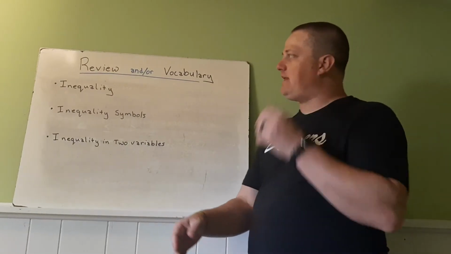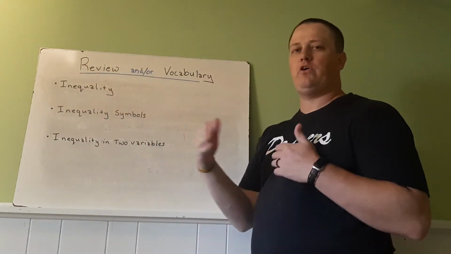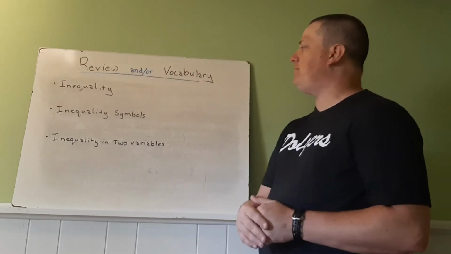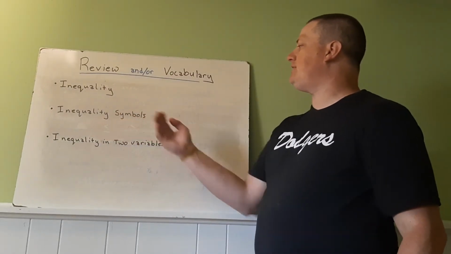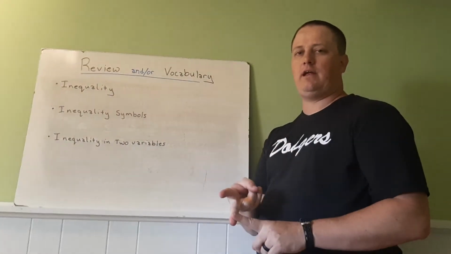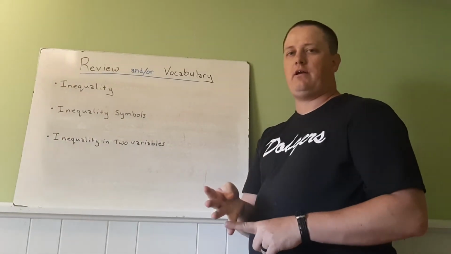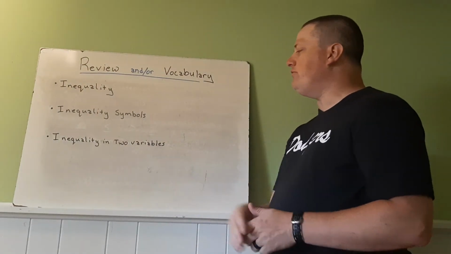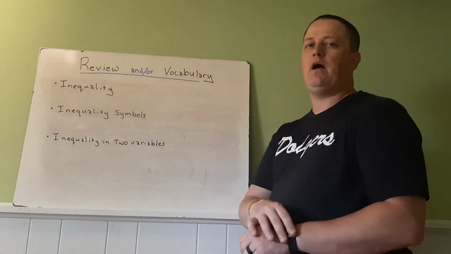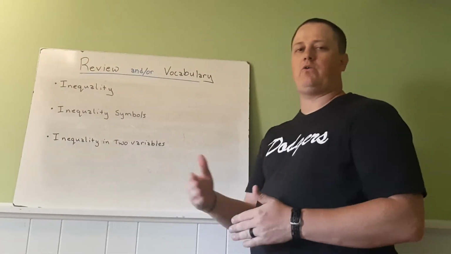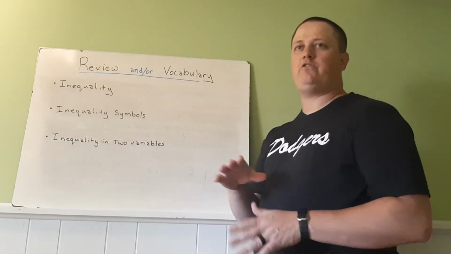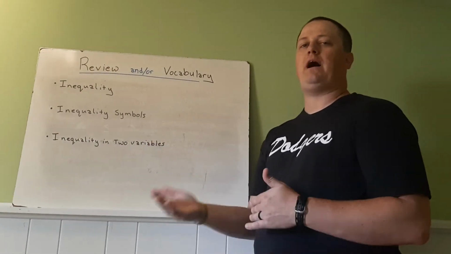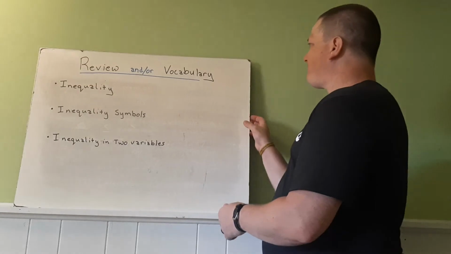Our vocabulary is staying the same. We have inequalities, so constraints with a range of values that can be solutions. Inequality symbols, we have less than or equal, greater than or equal, and then we also have our not equal symbol. Inequality in two variables, remember those will be graphing of lines on coordinate planes, just like we've done with equations, but then shading one side of the line to show where our possible solutions would lie.